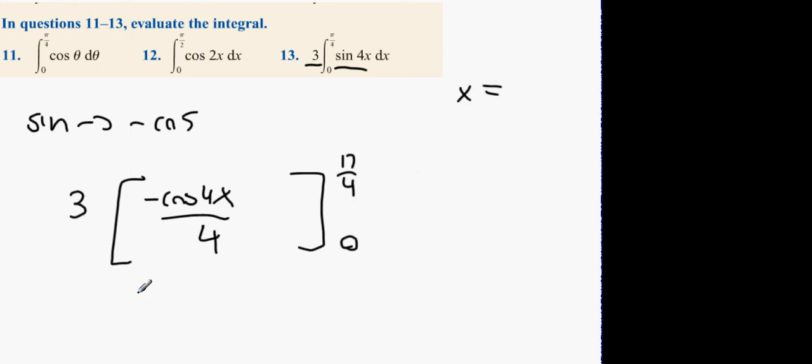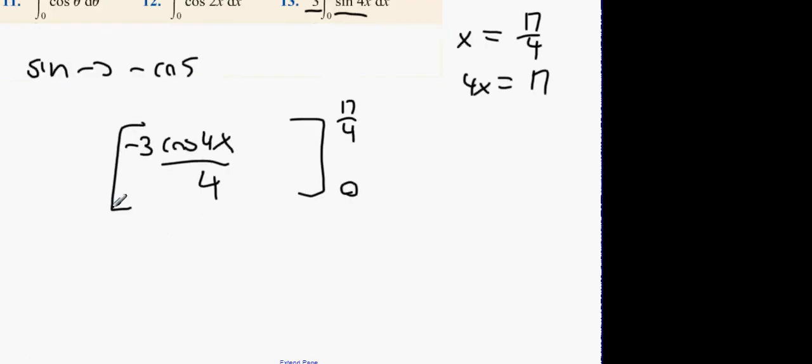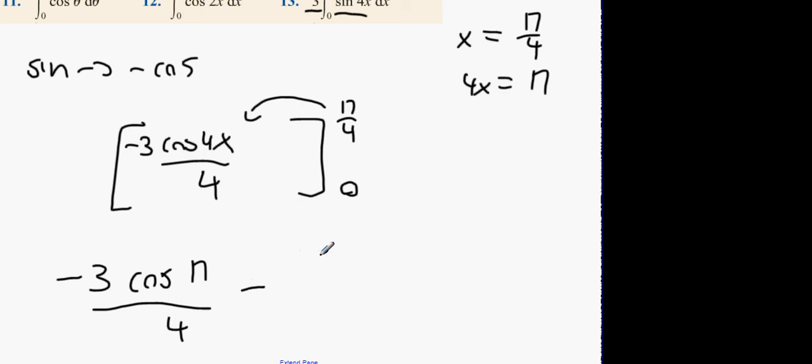So I'm just going to do that by rubbing it out. So it's going to be minus 3 cos 4x over 4. That's perfect, right? Minus 3 cos 4x over 4. Now, if x equals pi over 4, what's 4x equal to? Pi. Now do your limits. So how do you do your limits? You just swap pi over 4 in for the x. So it's going to be cos pi all over 4. Then after that, minus 3 cos 0 all over 4.